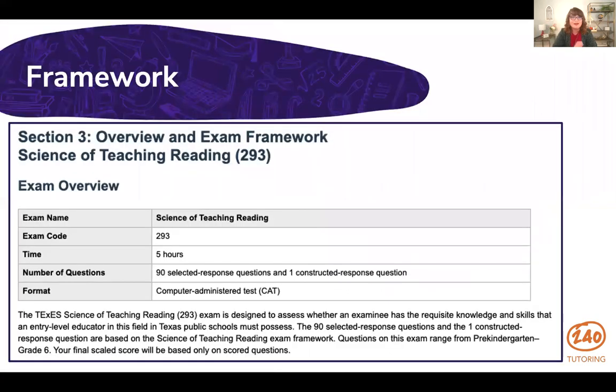The only part of the overview I'm going to talk about today is the selected response question, so that's what we're looking at today. If you missed the overview video, go check it out. On your test, you'll have 5 hours and 90 selected response questions, which are basically multiple choice questions. Then you'll have 1 constructed response question where you actually have to write. We'll talk about that in a few weeks.